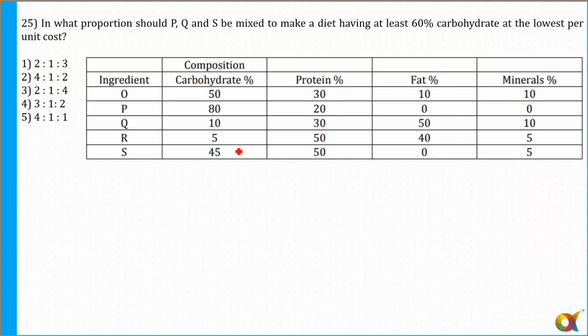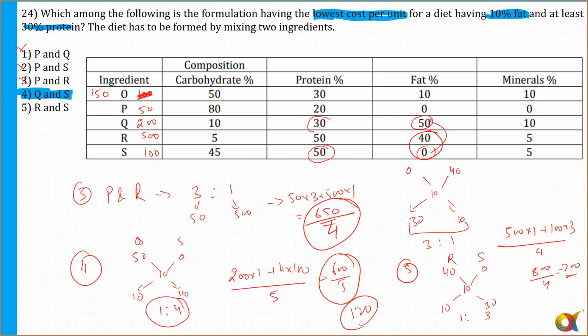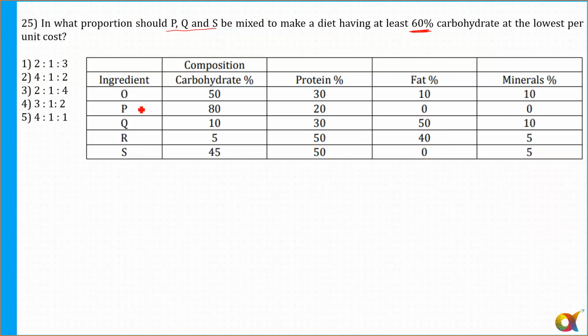in what proportion should P, Q and S be mixed to have at least 60% carbohydrate at the lowest cost per unit? So P, Q and S. The price of P, Q and S: P is 50, Q is 200 and S is 100. That is given to us.